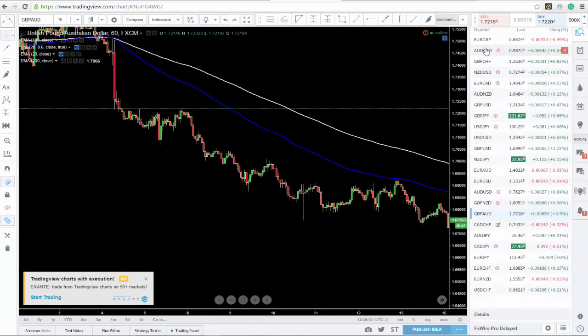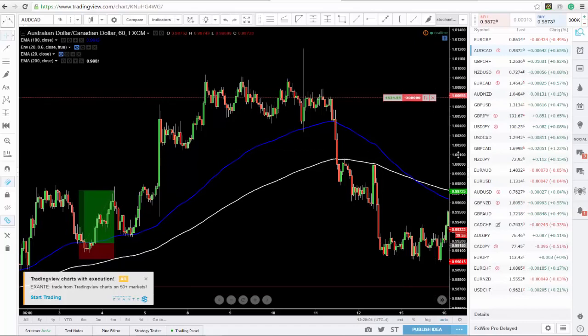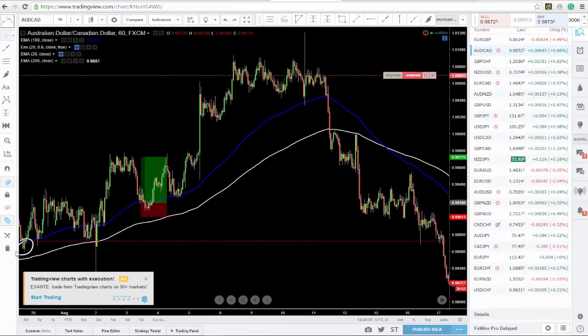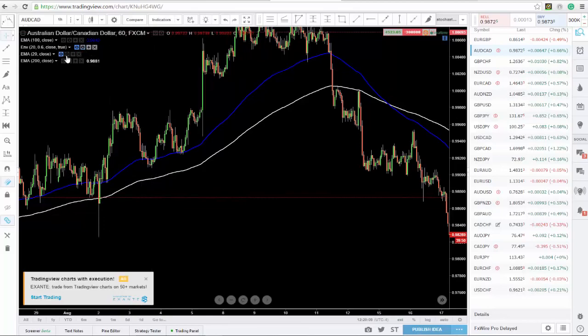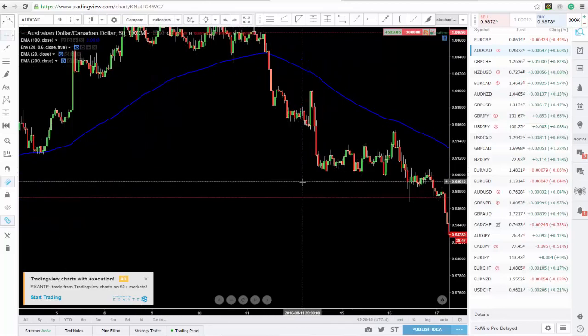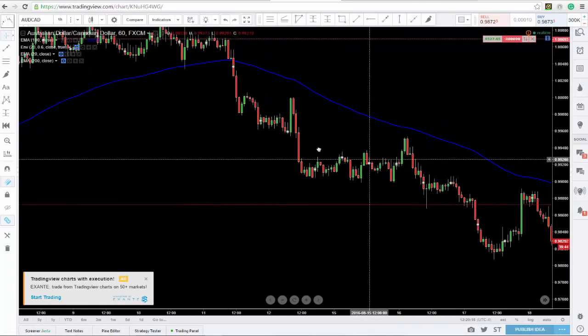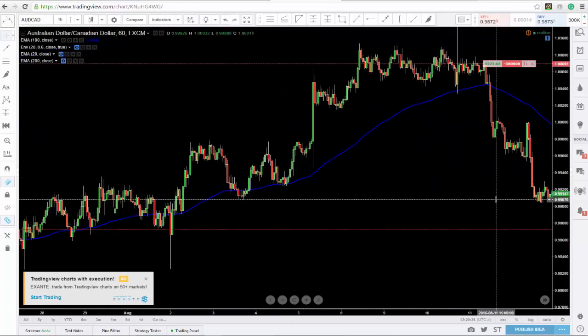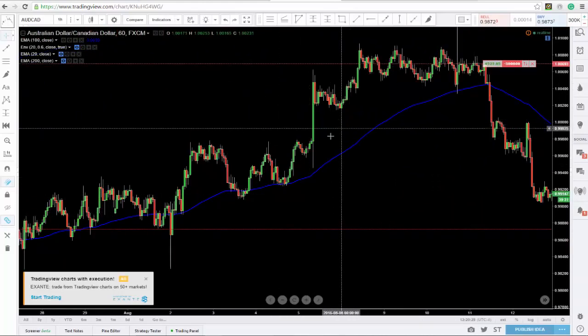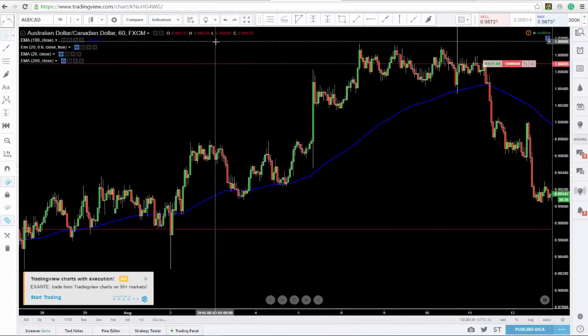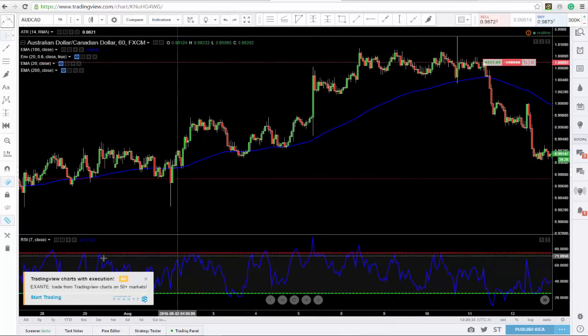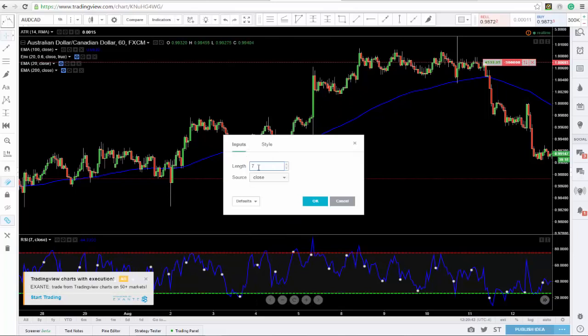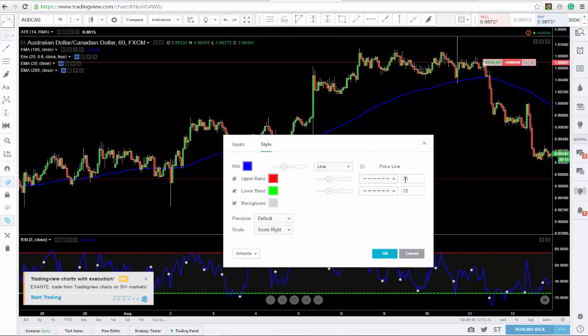And I'm just going to pick a random pair, Aussie Canada, why not, and let's delete all the drawings that are on here now, and get rid of the 200. So now we're on the Aussie Canada with a 100 period moving average. Now what are some other commonly used indicators? Obviously an EMA is a pretty commonly used indicator, and if we take a look down here, you'll see that I have an RSI, which is a 7 period RSI, and the inputs that I use on my RSI are a 7 period RSI with a 75 overbought line and a 25 oversold line.